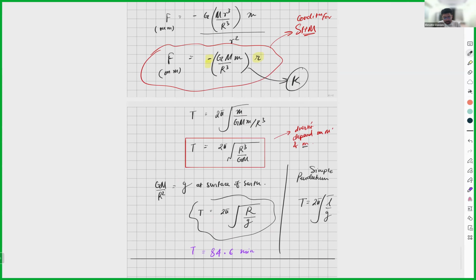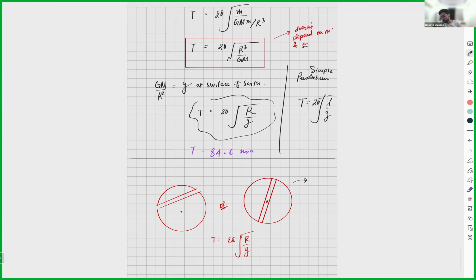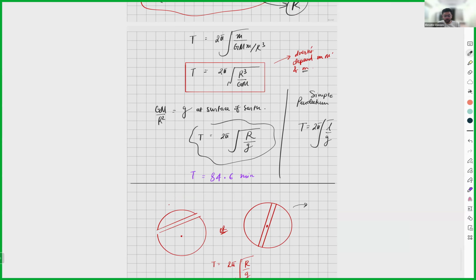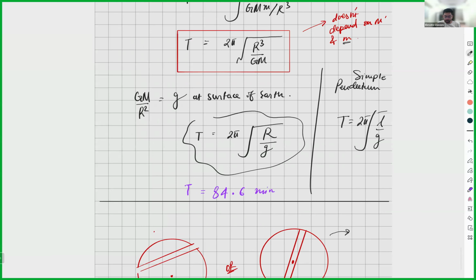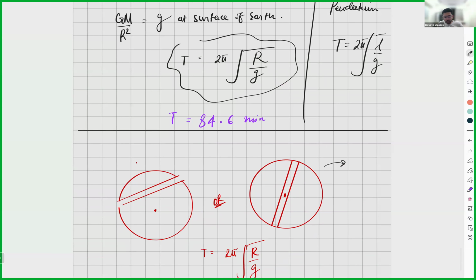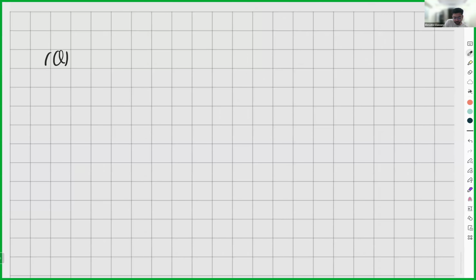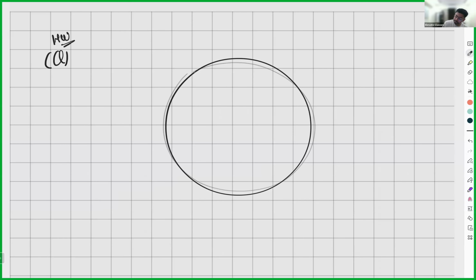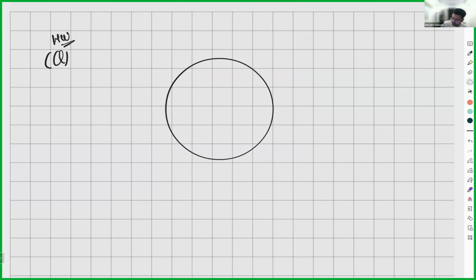Now the question can ask you about some things. We have already derived the time period, right? So one complete oscillation will take 84.6 minutes, right? But you could be asked different types of questions. So I'll guide you through a homework question and you try it and we can discuss it in the next class. No worries. Let us say you have a case.